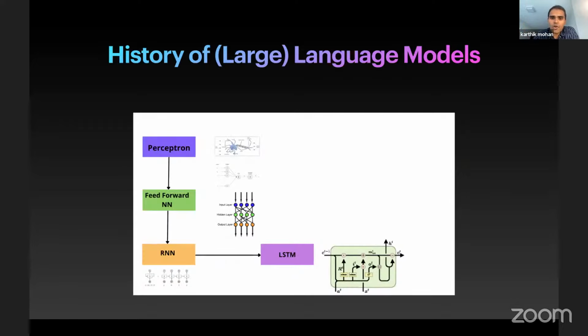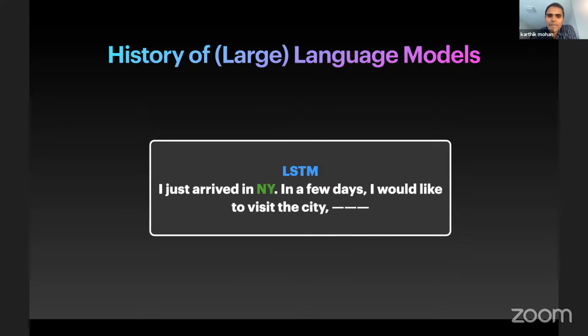That's what LSTM, long short-term memory neural networks, resolved. So they have longer short-term memory. So they can actually use context from before to make a better guess on the next word. So going back to the same example, I just arrived in New York. In a few days, I would like to visit the city, Seattle. Okay, that makes a lot of sense because that's not New York. So at least you got the bottom line right. So that's what LSTM is better than RNN, it has a better memory.